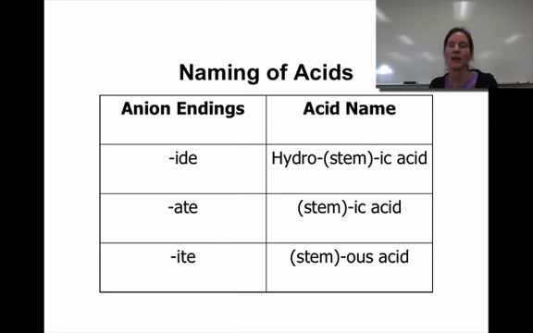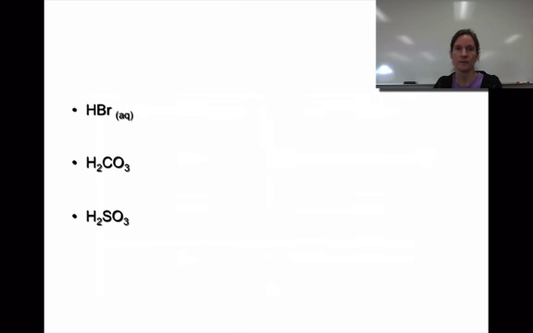If you recall, the "ide" ending came about because you had an element from the periodic table. The "ate" ending is the polyatomics that you're used to: sulfate, nitrate, chlorate, carbonate. The "ites" are all one less oxygen, and those end in "us" for acids. So if we look at these three examples and try to name them, HBr, H2CO3, and H2SO3, we'll run through the technique again so that you remember.